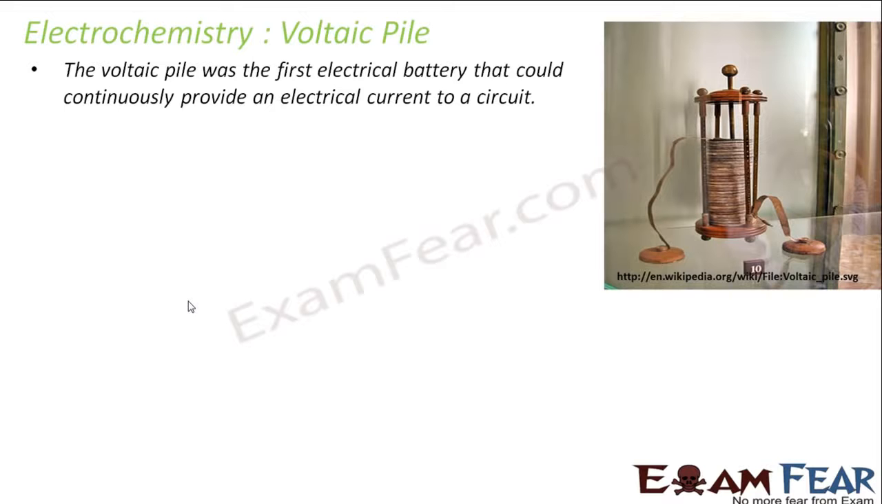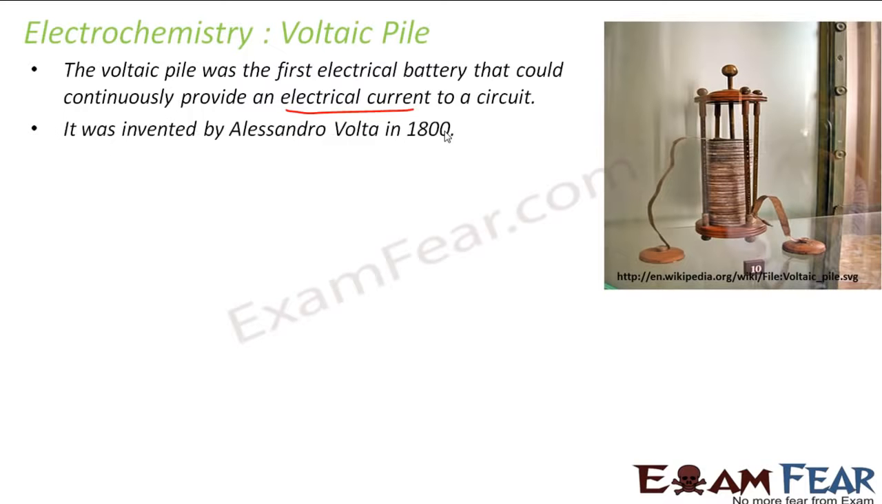So the voltaic pile was the first battery which could continuously provide electric current to a circuit, right? So he believed, as I told, that the electricity came from the contact tension between two metals. So he chose two metal plates actually instead of rods. If you see, there are n number of metal plates here. Why? Because he thought that the electricity came because of the contact tension.